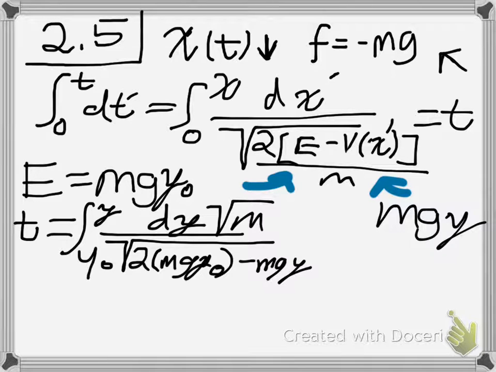If I fill in that information, here is what I have, this equation for t. All I've done is filled in the physics bit. I needed to know what the energy was initially and what the potential energy is as a function of position. And notice I switched from x to y and moved the mass under the square root onto the top just for the sake of space.